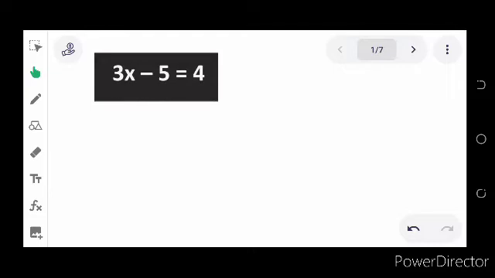First example, you have 3x minus 5 equals 4. Now, in order to solve for this one without the usual algebra method, we'll try to see what happens to each of the numbers in the equation. In 3x minus 5 equals 4, x is multiplied by 3, and then it's subtracted by 5, and with that equals 4.